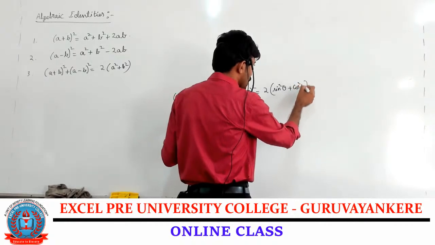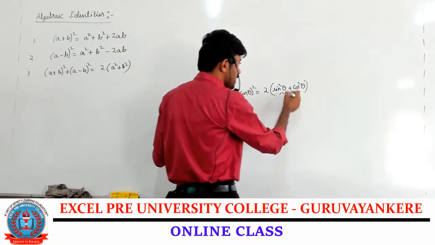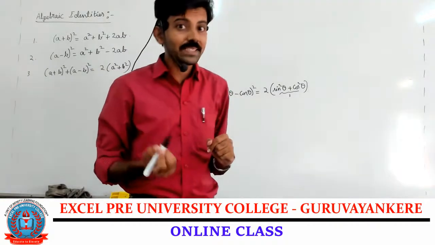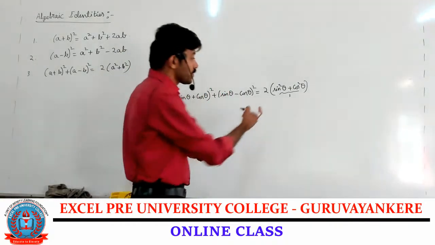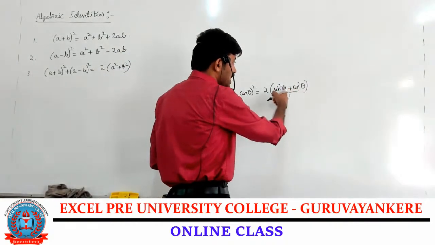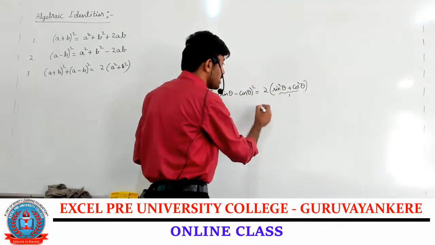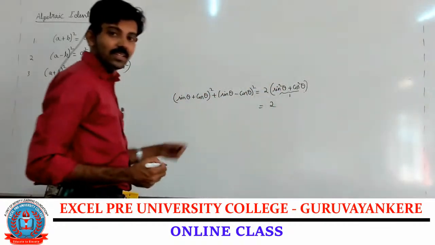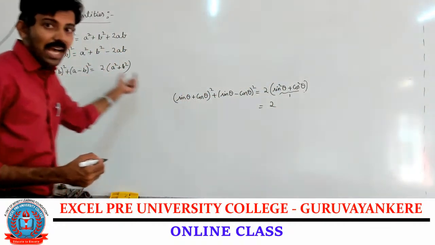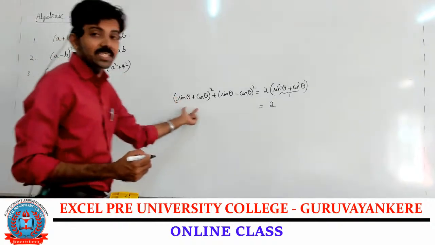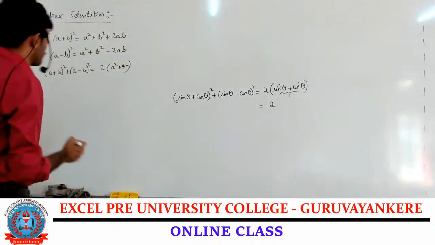plus cos square theta. Sin square plus cos square is 1, we know the basic trigonometric identity, correct? Angles are same, then sin square plus cos square is 1. So 2 into 1 is 2. This is an application. Okay? Application of this formula in trigonometric identities.